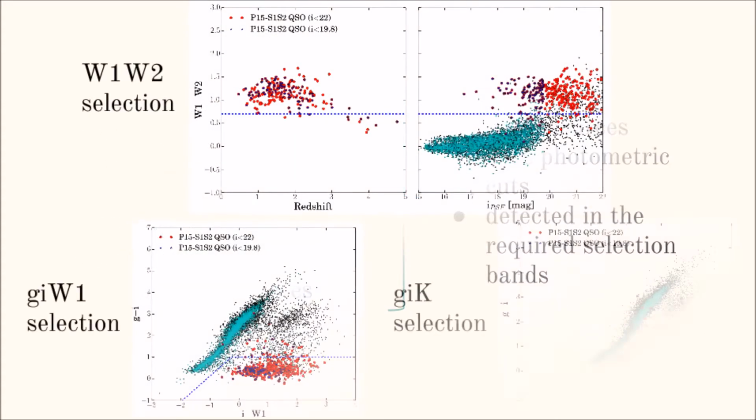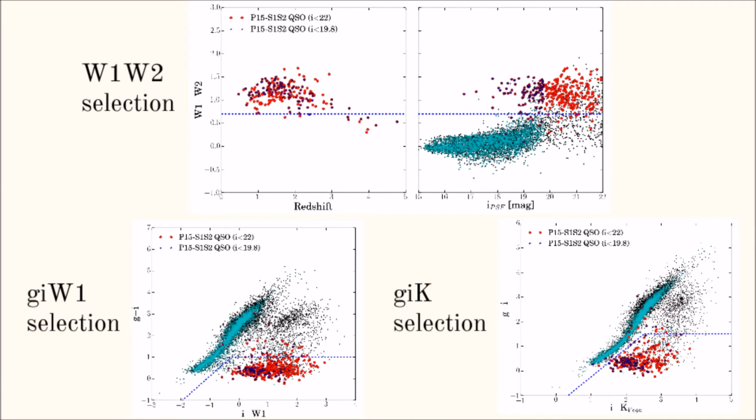First, we look at color selection of quasars. The first one is the Y, W1 minus W2 selection. The second one consists of DES g, i and Y, W1 bands. Another one consists of DES g, i and H, Ks bands. The plots show where quasars and non-quasars fall in a three-color selection space, where we can see clear separations between the two groups.